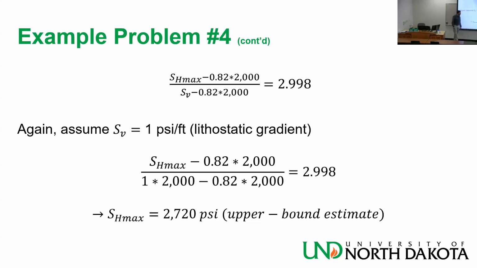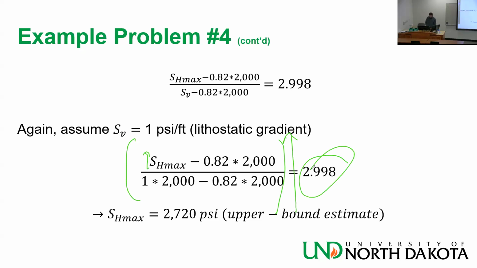SH max. And now a question: is it an upper limit or a lower limit? I have this unknown here, SH max. Let's assume that this SH max increases. What will happen to the left-hand side? It will increase, and it will become bigger than the right-hand side, so unstable.